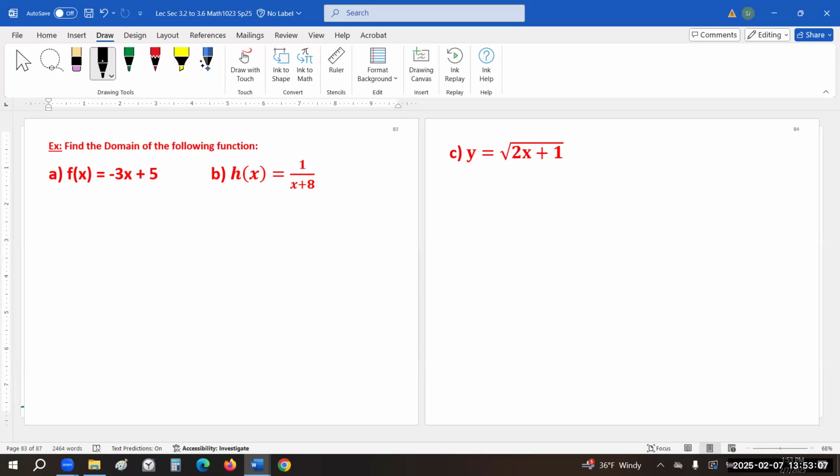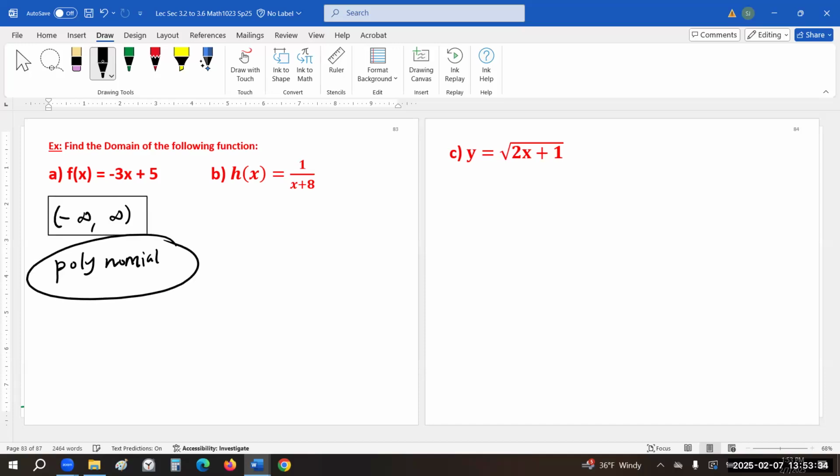So they can use any x value for their x. Question yet? So what's the domain for the first one? They don't have any problems. So can you plug in any number for x? So if you plug in any number for x, what's the domain? Negative infinity to positive infinity, because this is a polynomial. Yeah, we have that.